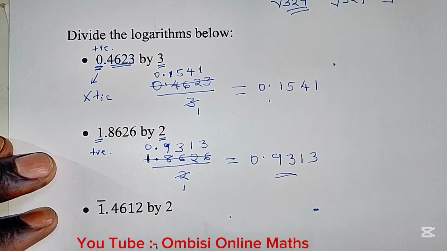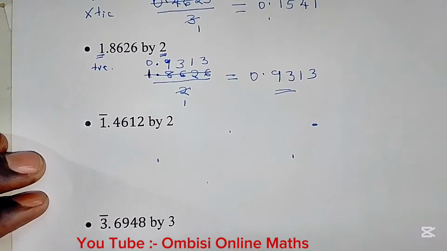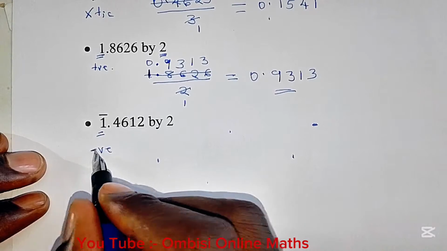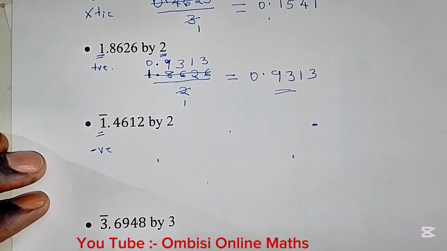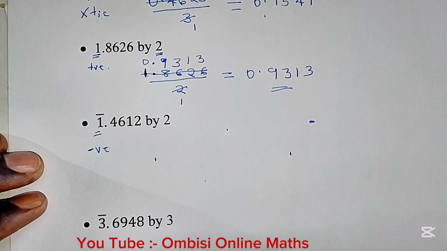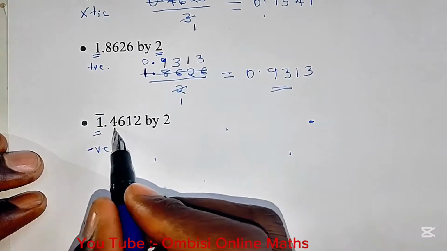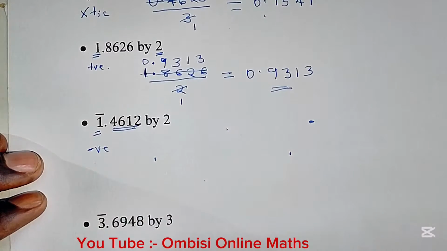Now, what of a scenario whereby the characteristic is negative? It has a bar on top. That means the mantissa is taken to be a number on its own, the decimal point part.